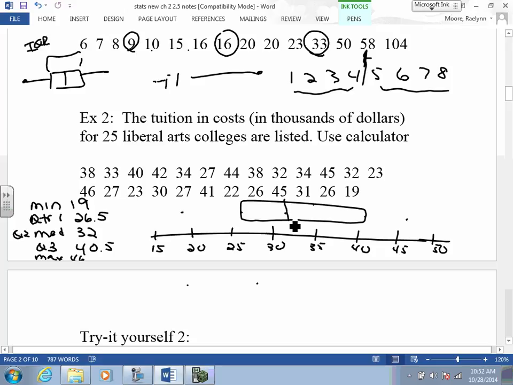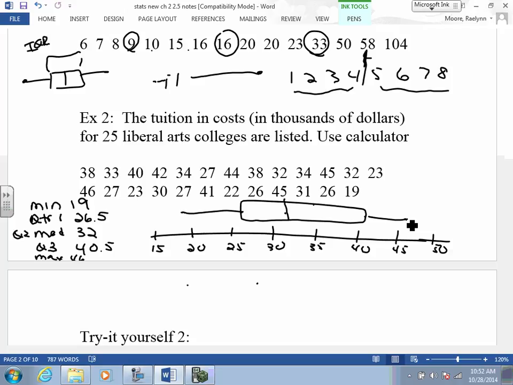The middle dots make the box. The end dots are where your whiskers go. Make the 5 dots. The middle 3 make a box, and connect them to your whiskers. Dots and whiskers.